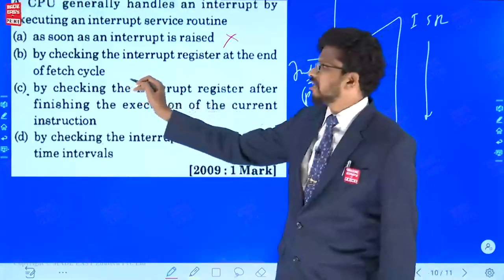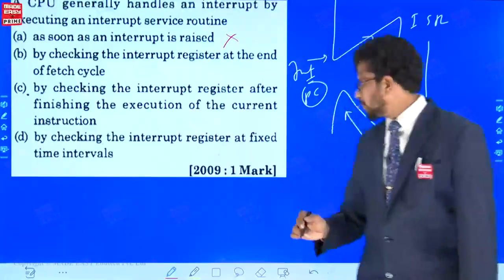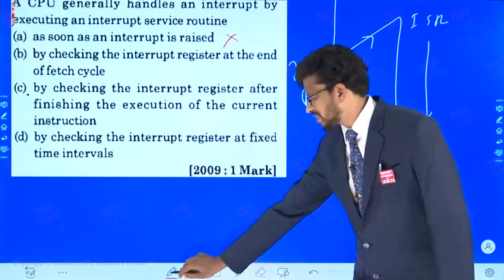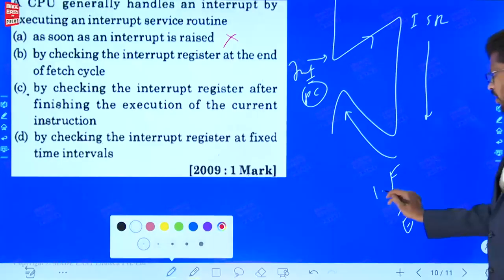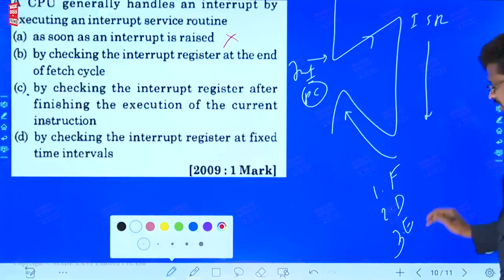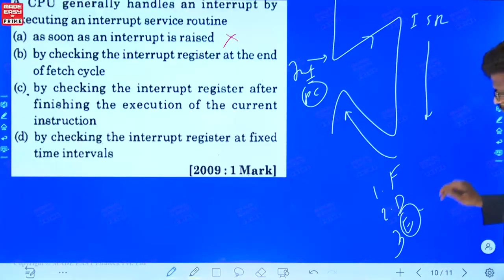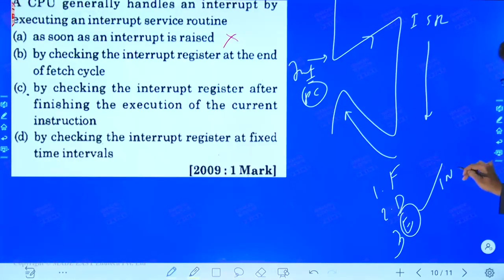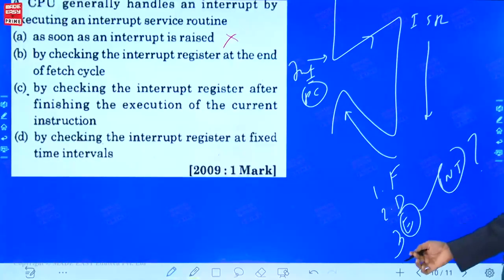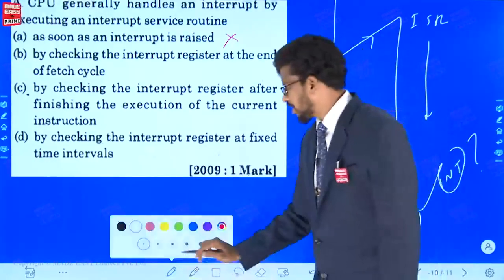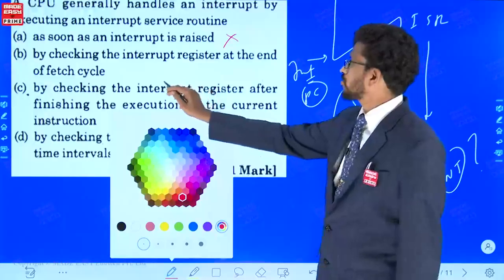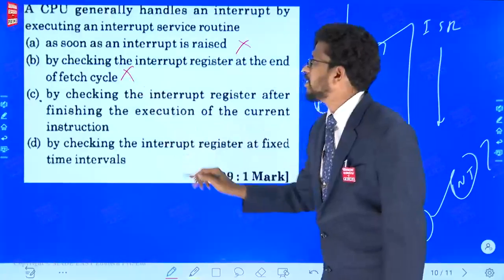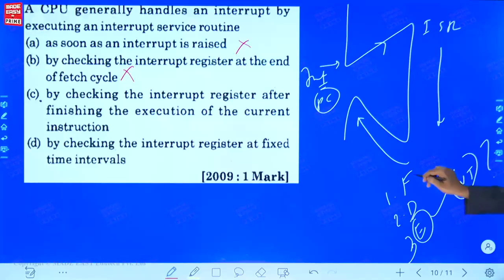So in the fetch cycle means, what are the basic steps of execution? Basic steps are fetch, decode and execute. 1, 2, 3. So only in the last clock, in the execution time, it will check whether the interrupt is present or not. So according to this concept, definitely the second should also be wrong, but in the second case he is saying it is checking the interrupt in the fetch cycle. No, it doesn't happen here, it checks only in the execution time.